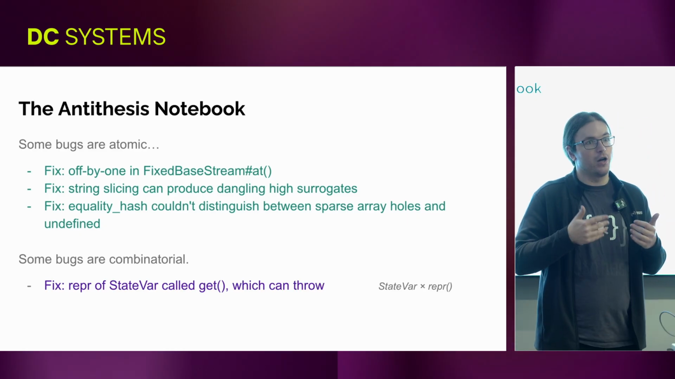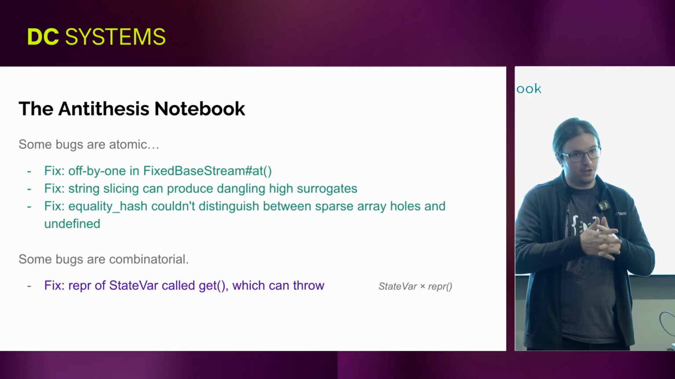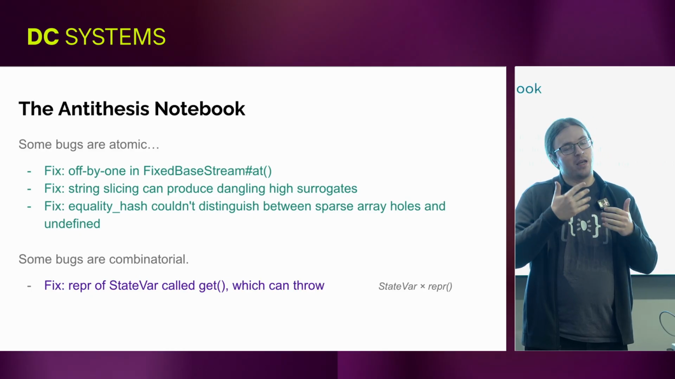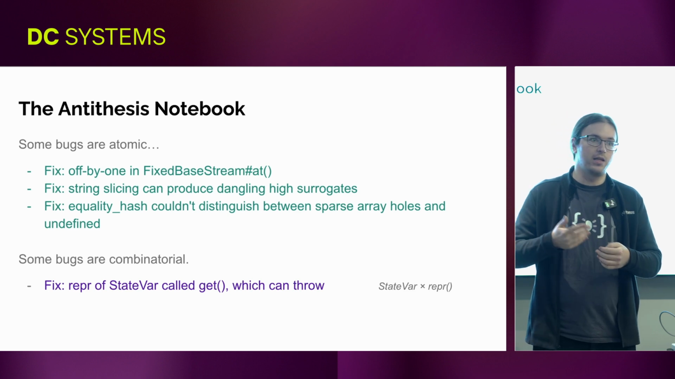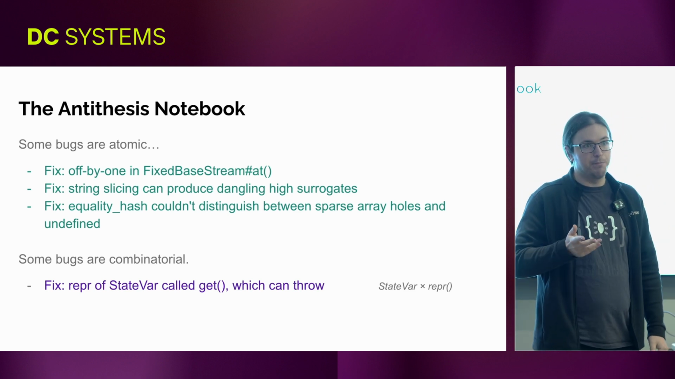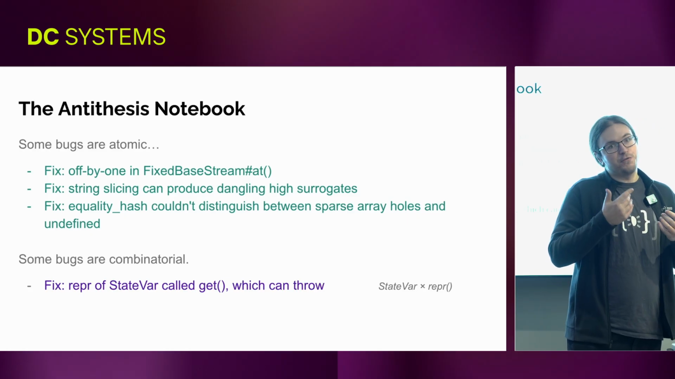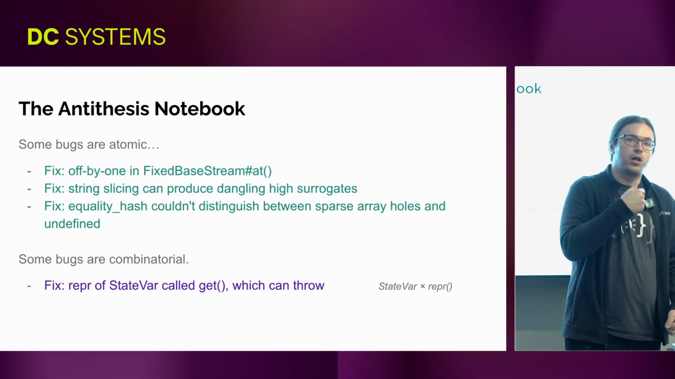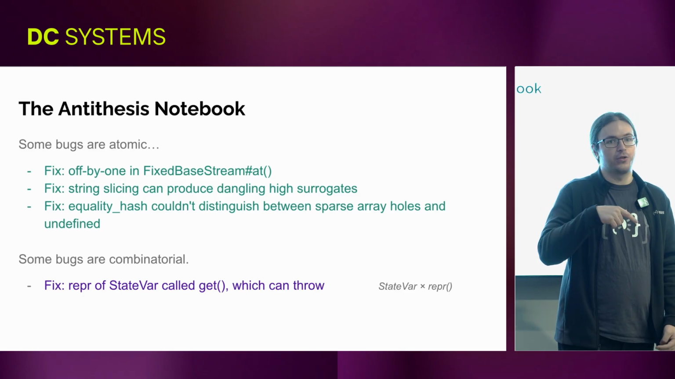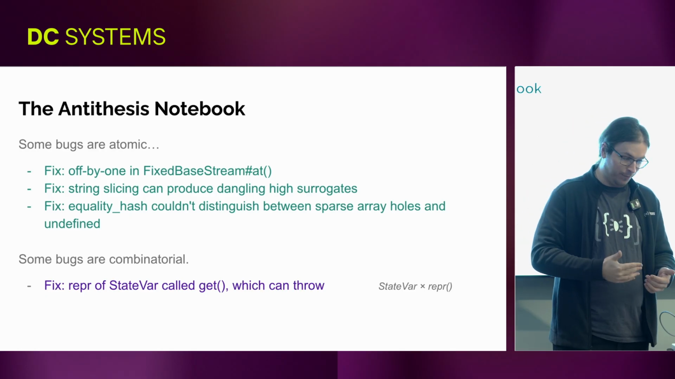But other bugs are combinatorial. They involve two parts of our system, multiple parts of our system interacting in ways such that one of them violates an invariant that the other one wants to maintain. For example, we have state var, which is a mutable state container. And it's a value or error type. So it has a get method where if you call get on a state var that contains a value, it'll return that value. And if you call get on a state var that contains an error, it'll throw that error.